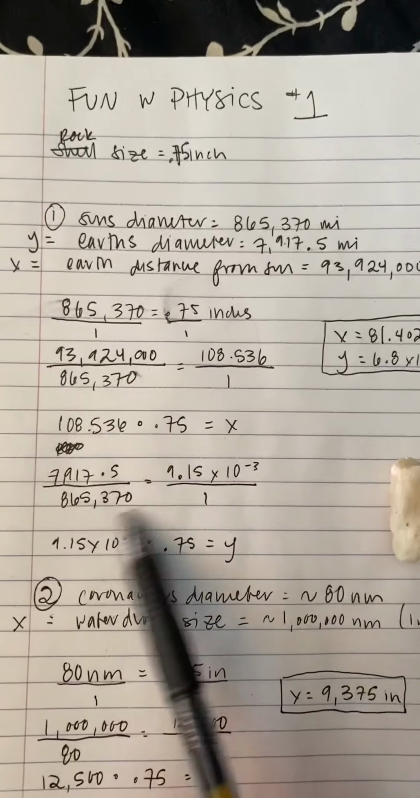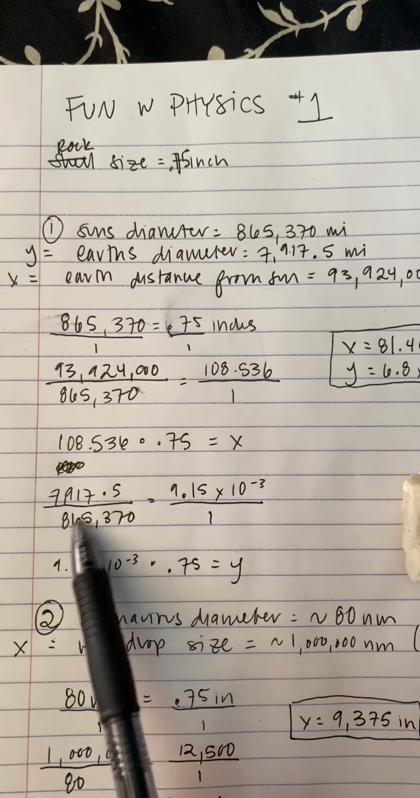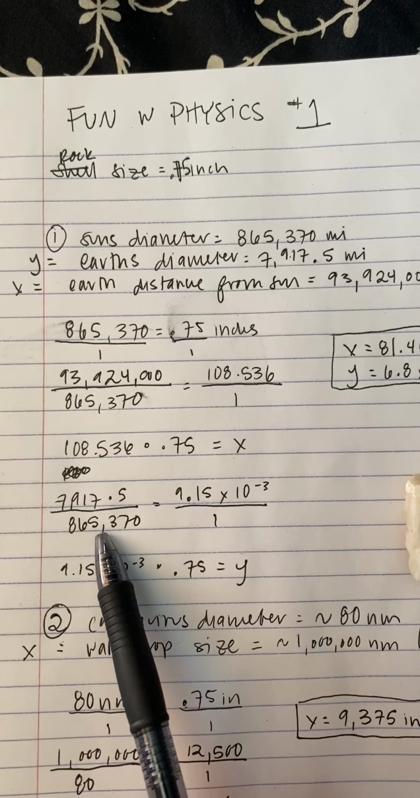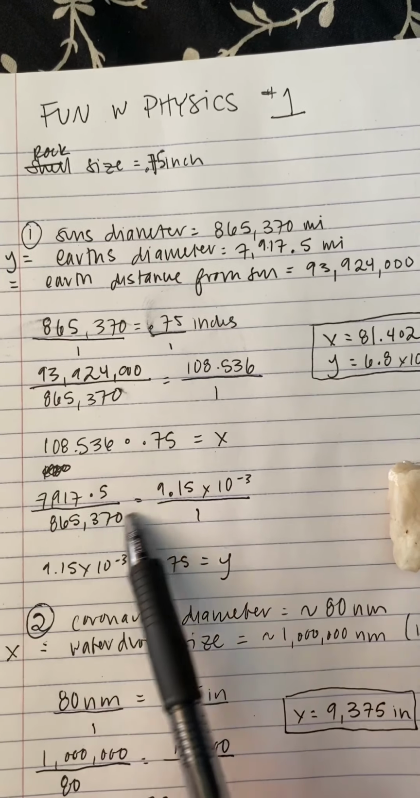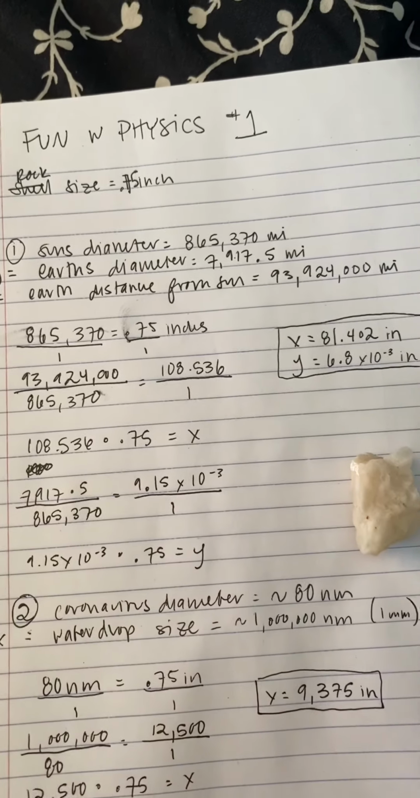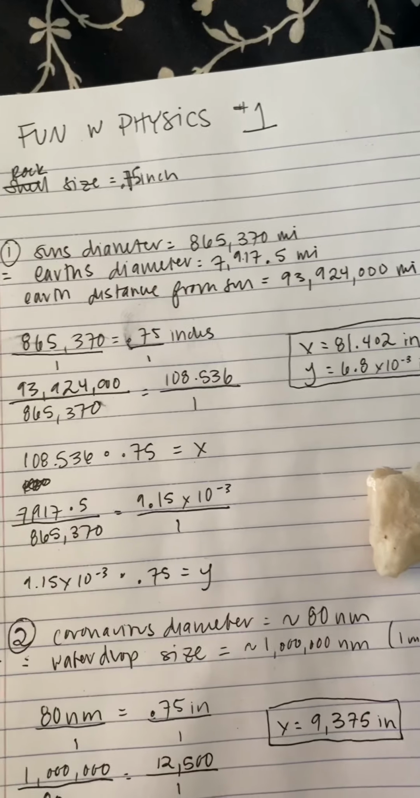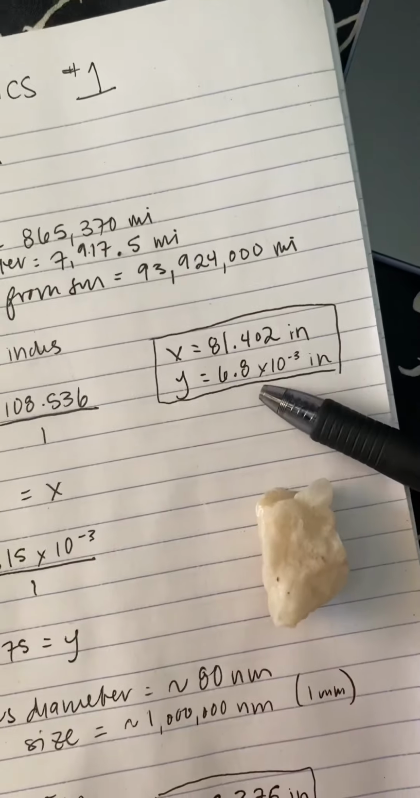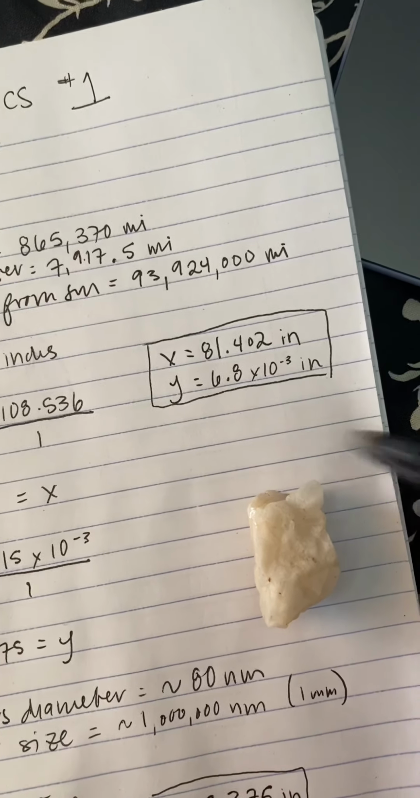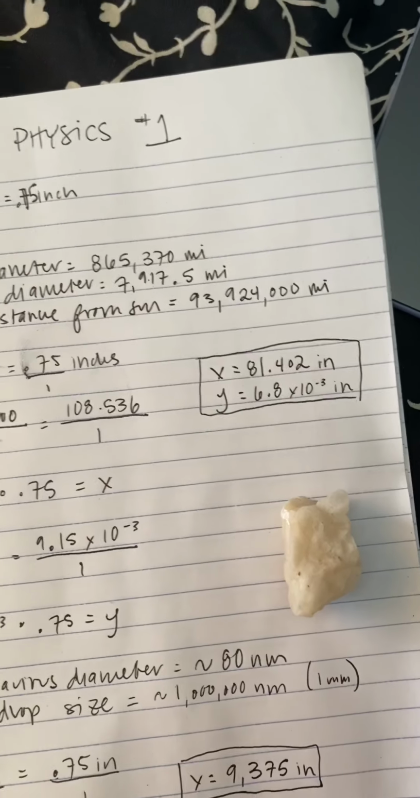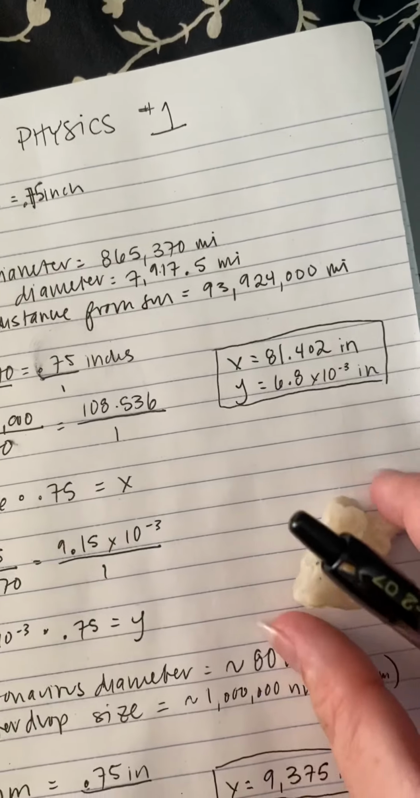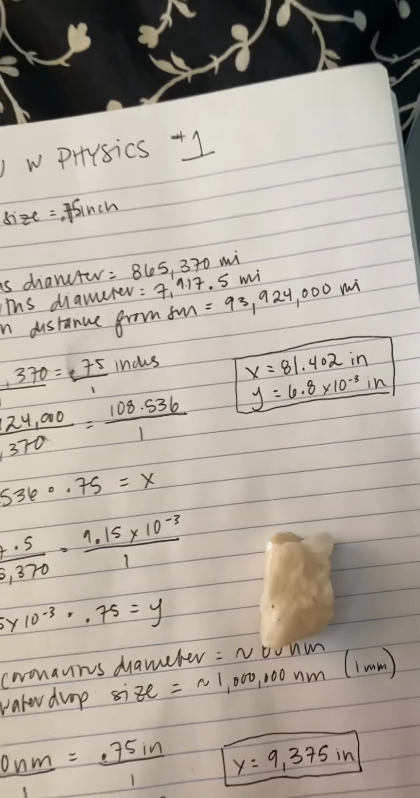I basically did that same process with the Earth's diameter. So I took the diameter, divided it by the sun's diameter. I got 9.15 times 10 to the negative third. You take that and multiply it by 0.75, and you're going to get 6.8 times 10 to the negative third inches is how big the Earth would be if the sun was the size of this rock.